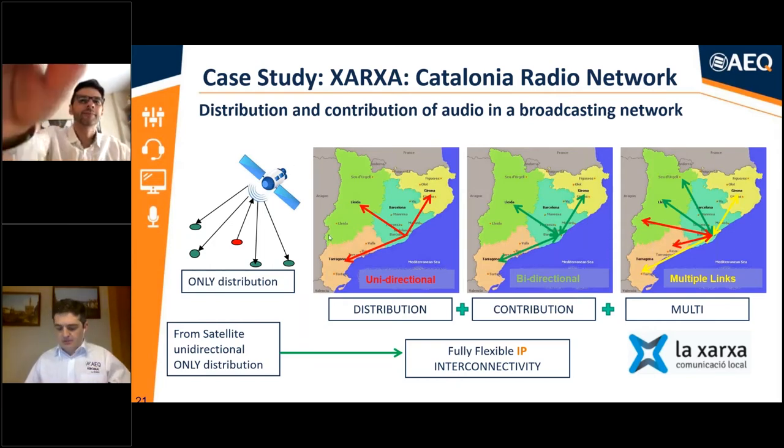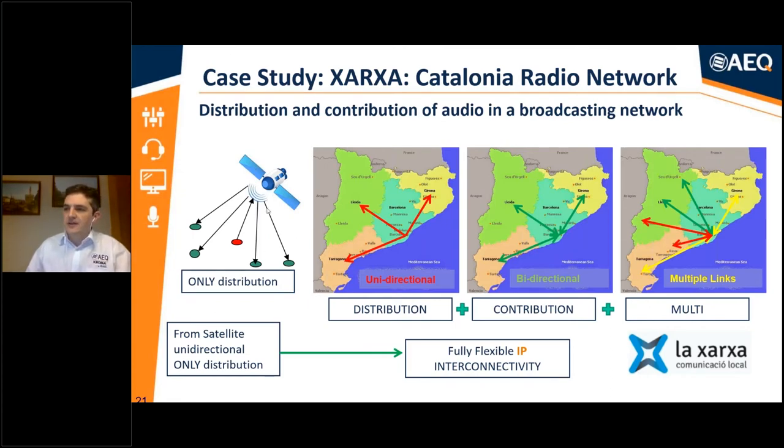So just to finish, as Sergio was explaining to you, they changed from a distribution network with a satellite uplink in Barcelona and multiple downlinks, a satellite unidirectional only distribution network. And they changed, thanks to the IP codecs and thanks to the strong, powerful network that they rented from Telefonica, a telecom company. They are still working the same as the satellite with a unidirectional link, but the big advantage is that suddenly they could also have bidirectional links, as you can see here in this middle map, where they were changing from distribution into also adding contribution, and also they were running multiple links. This is the final array of codecs at the bottom that Sergio was explaining in the previous slide.